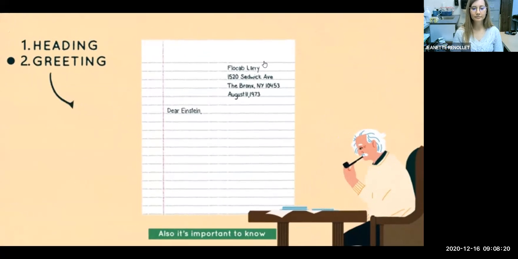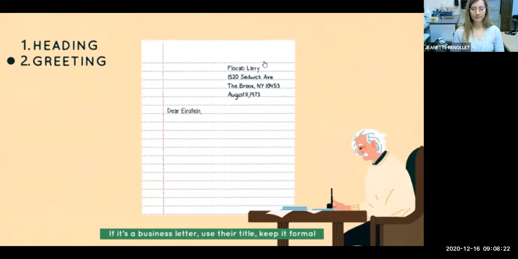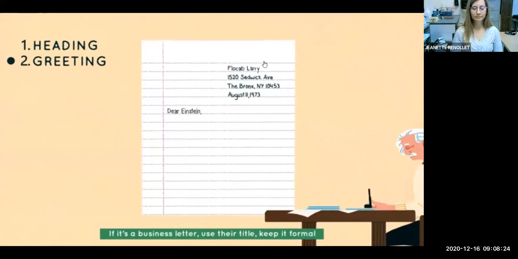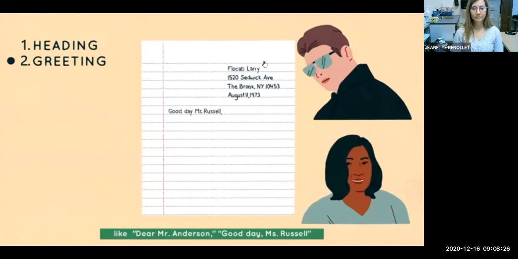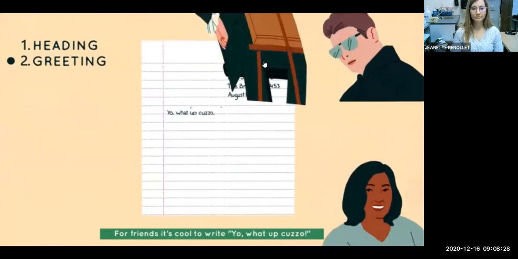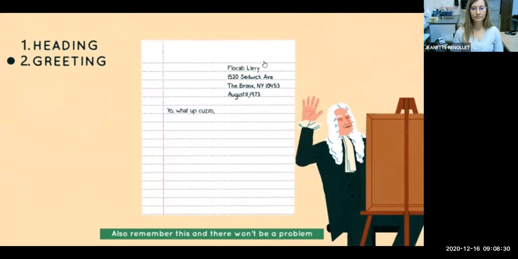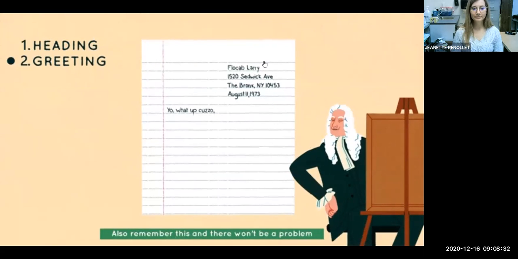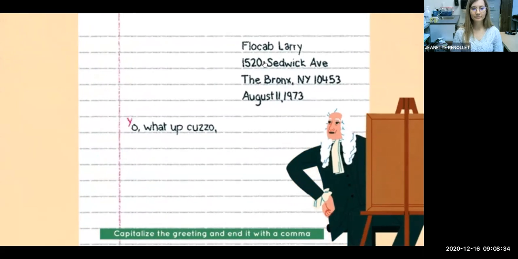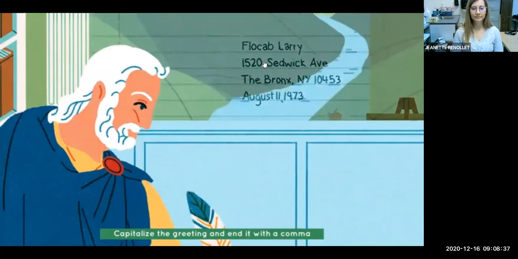Also, it's important to know, if it's a business letter, use their title. Keep it formal, like Dear Mr. Anderson, good day, Miss Russell. For friends, it's cool to write yo, what up, cuzzo. Also, remember this, and there won't be a problem. Capitalize the greeting and end it with the comma.